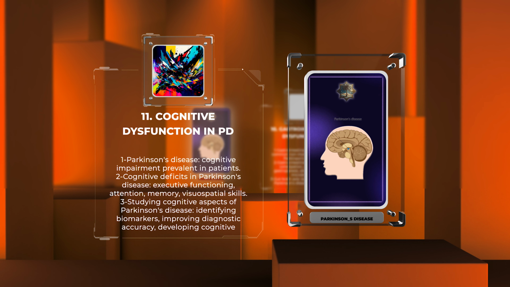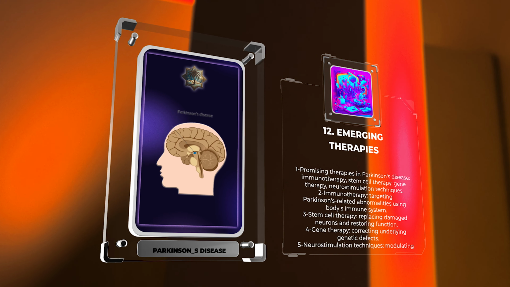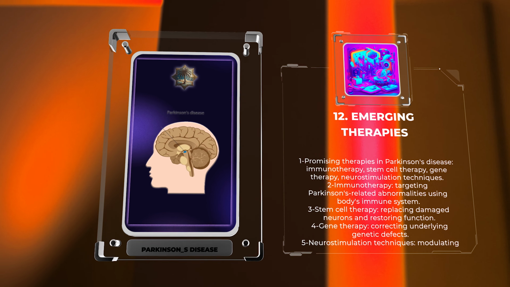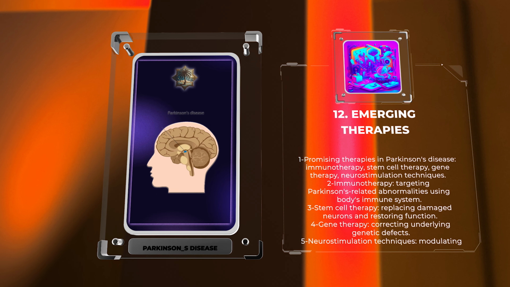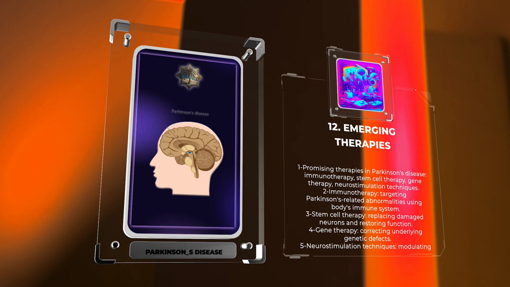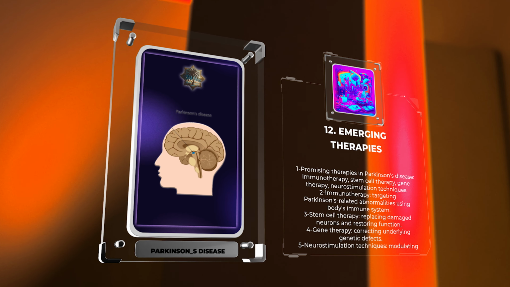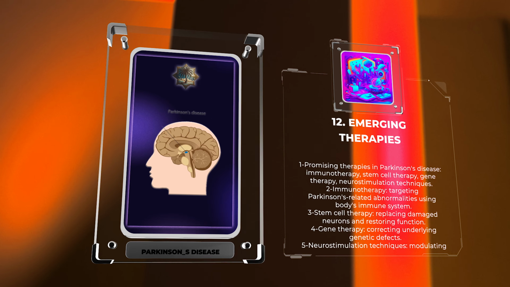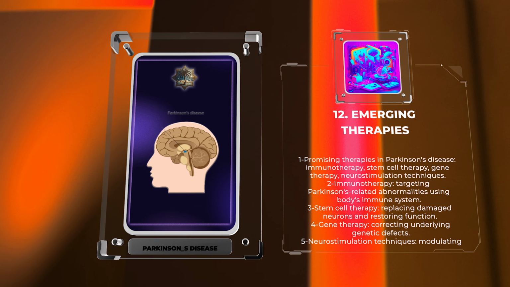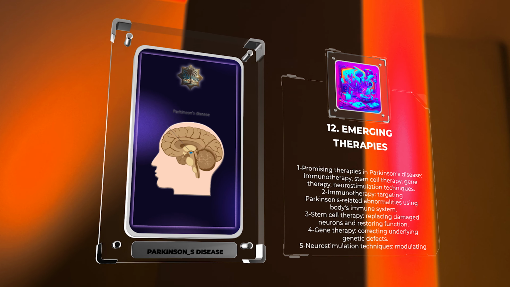In the field of Parkinson's disease research, scientists are currently exploring new treatment options to enhance disease management. These promising therapies encompass immunotherapy, which utilizes the body's immune system to target Parkinson's-related abnormalities. Stem cell therapy involves using specialized cells to replace damaged neurons and restore proper function. Gene therapy aims to introduce functional genes into the brain to correct underlying genetic defects. Additionally, neurostimulation techniques involve using electrical impulses to modulate brain activity and alleviate Parkinson's symptoms. The investigation of these emerging therapies offers optimism for improved disease control and ultimately finding a cure for Parkinson's disease.